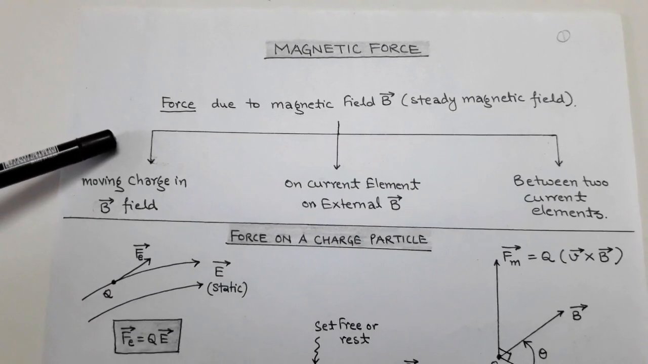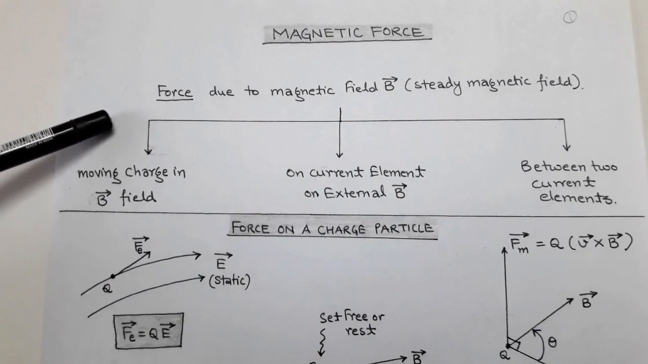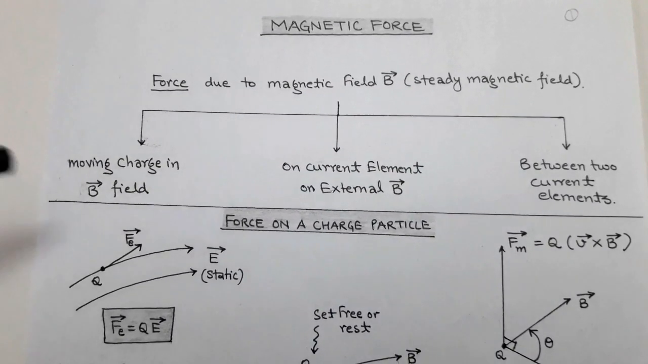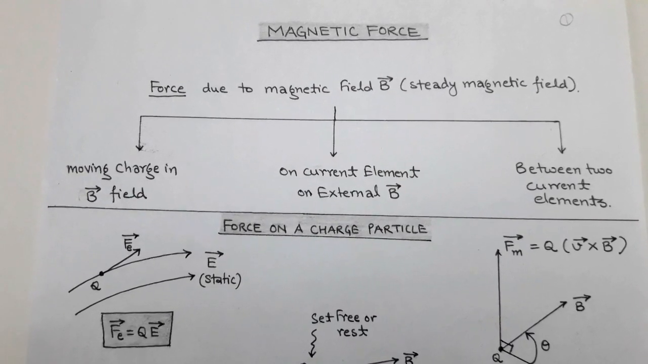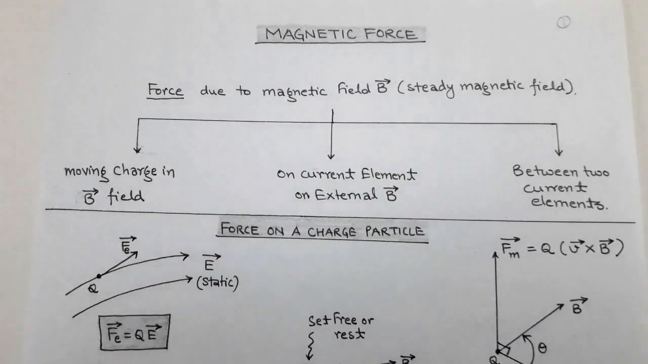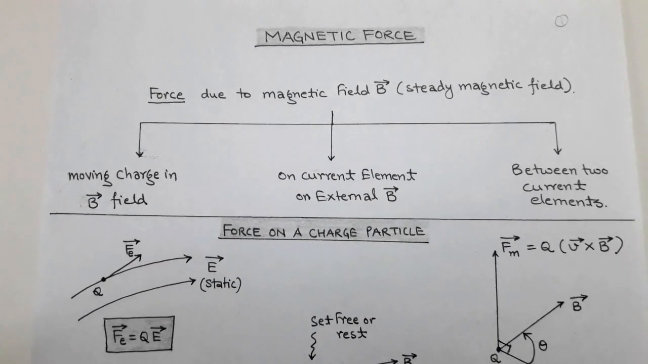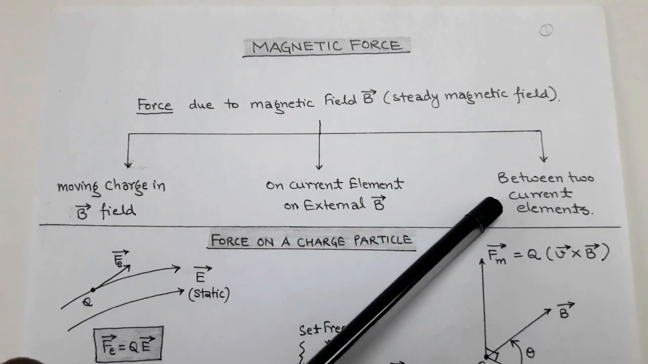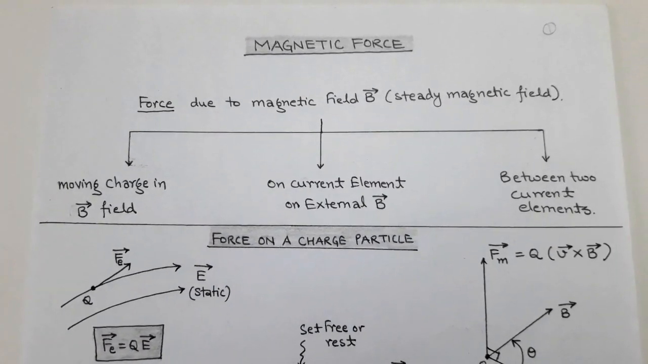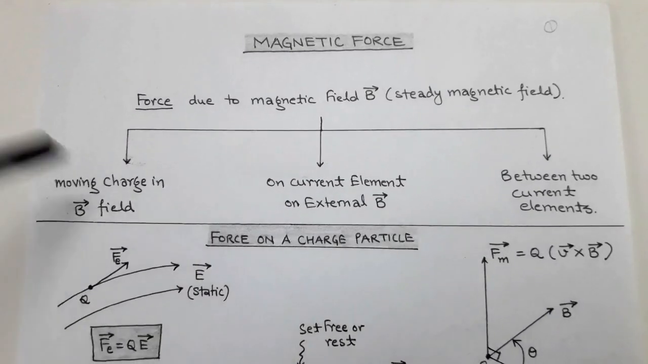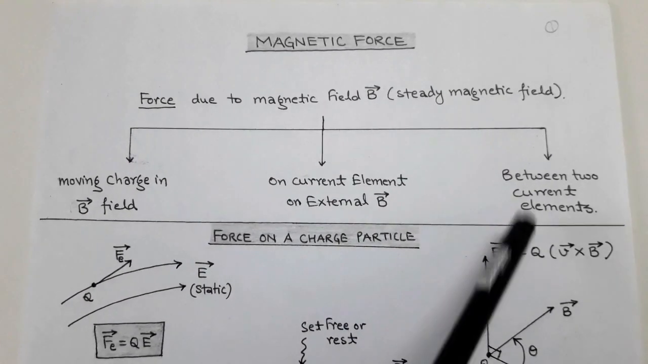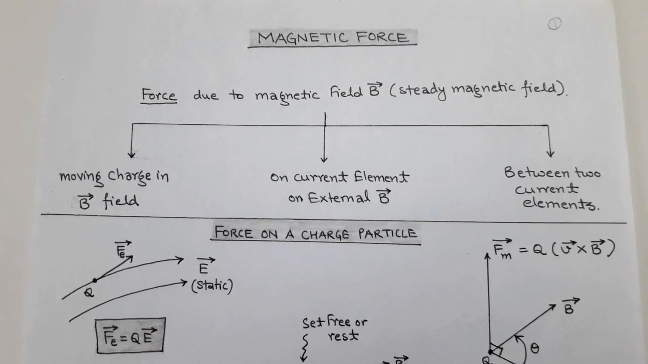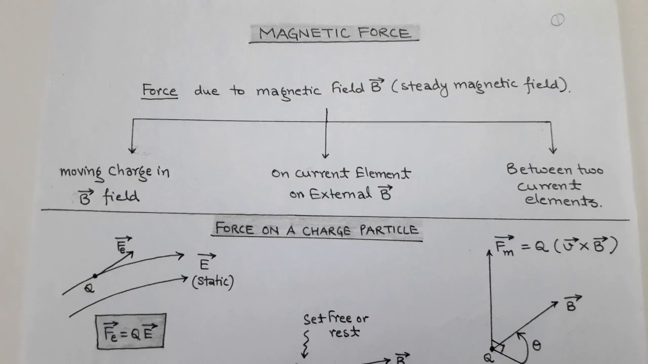Now there are three ways in which we get a magnetic force. The first is when a charge is moving in magnetic field B vector. The second is on a current element that is situated in external magnetic field B, and third is between two current elements. So there are three ways in which we produce a magnetic force in the external magnetic field B vector.